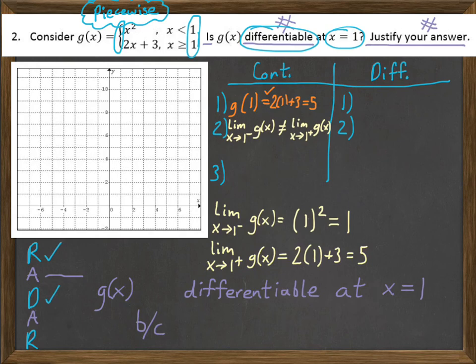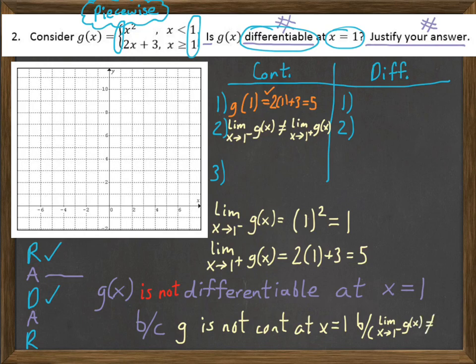Okay, so what then can I conclude? Well, I already know now that g of x is not differentiable. Why? Because it's not continuous. So I would say because g is not continuous at x equals 1. Now, to make my answer more complete, it would be best if I went ahead and put the reason why it's not continuous as well, and I can just cite the part of the test that it failed in our table. Okay, so do I have to go through with the rest of it? Well, no, not really.